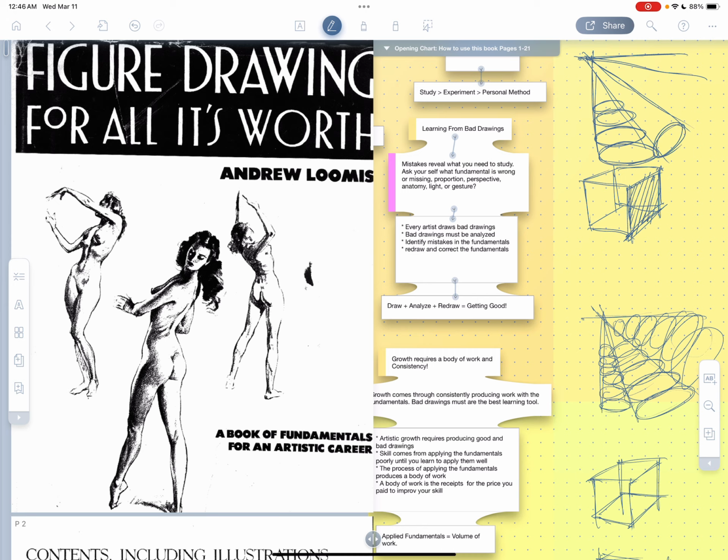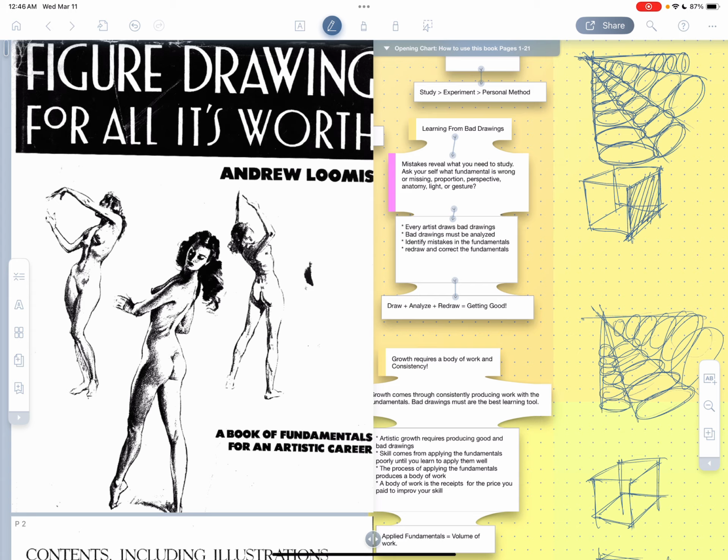The first thing I want to say is that Andrew Loomis is open source, in the public domain. So if you want to follow along, if you want to get good with me, we can get good together. You can pick up a PDF of this book. It's in the public domain. There's nothing illegal about that.